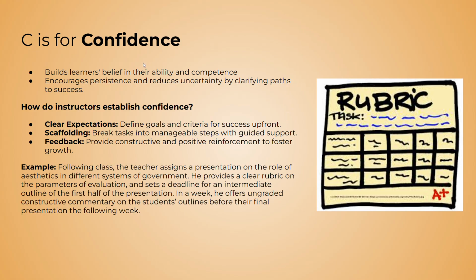So for example, a teacher might assign the presentation on the role of aesthetics in different systems of government. In our previous example, he provides a clear rubric on the parameters of evaluation. He sets a deadline for an intermediate outline, so it's a scaffolding outline on the first half of the presentation, and he gives ungraded constructive commentary on the students' outlines before their final presentation the following week. So this is all three of these encapsulated in this confidence establishing exercise.